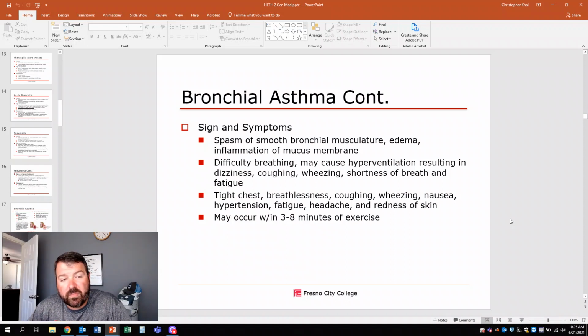Spasms of smooth muscles of your bronchioles, edema up in there. Edema is just swelling. Difficulty breathing, hyperventilation, dizziness, coughing, wheezing, shortness of breath, fatigue. Most people have asthma. A lot, believe it or not, there's like 50% plus of the population probably has it.